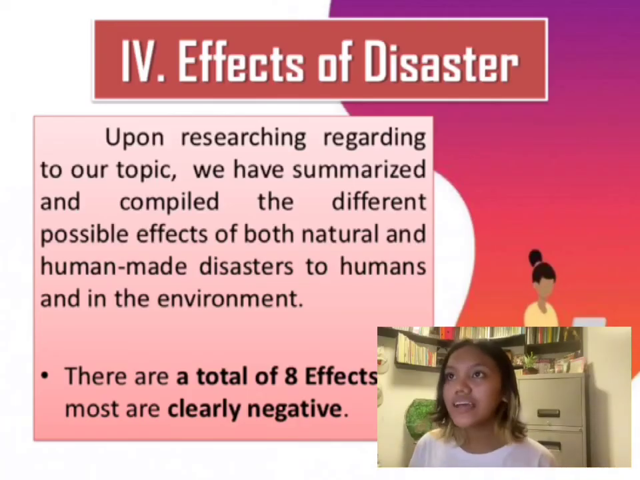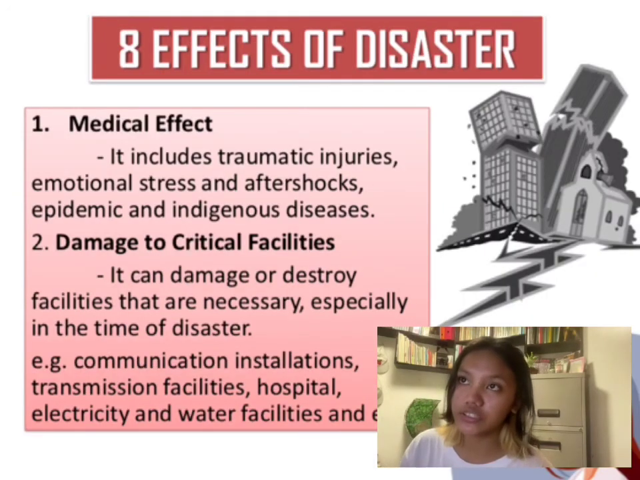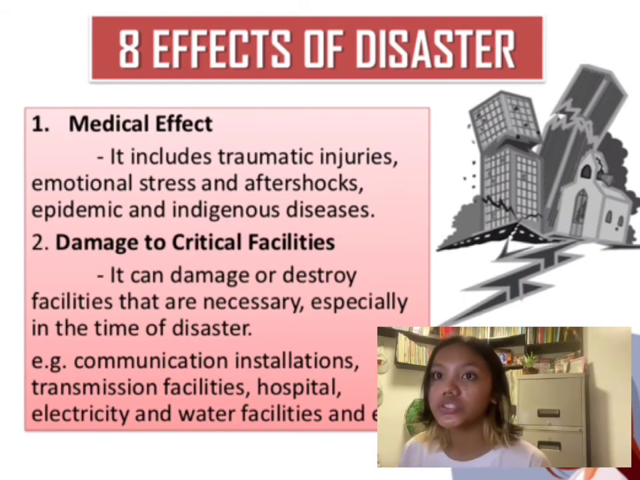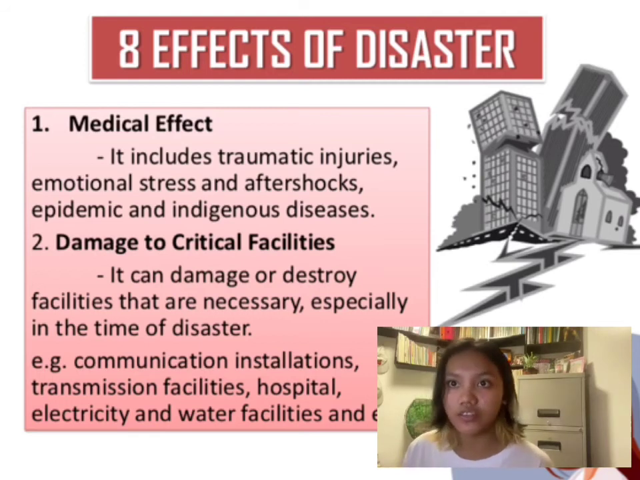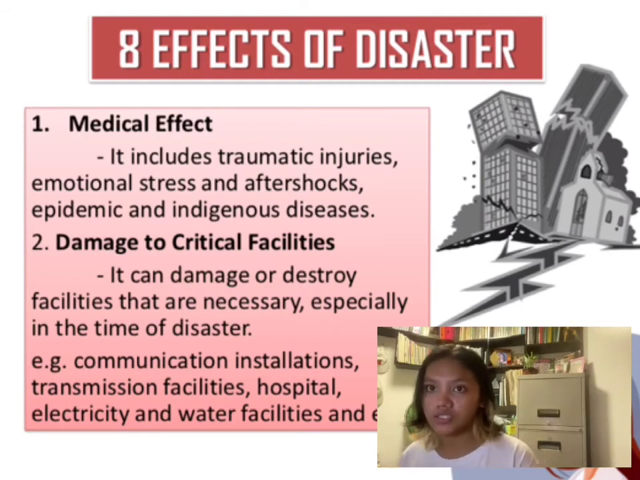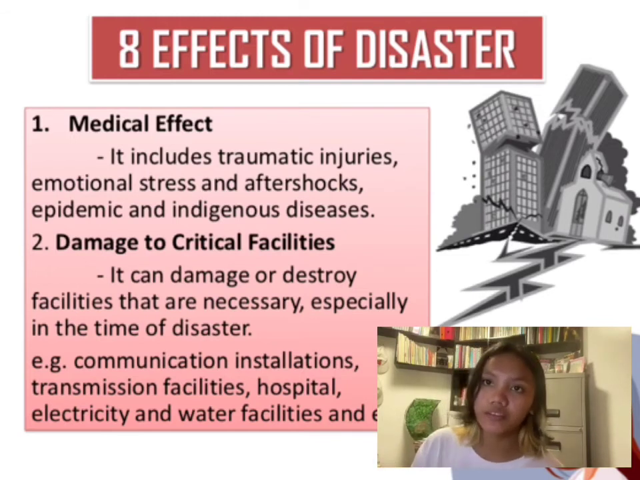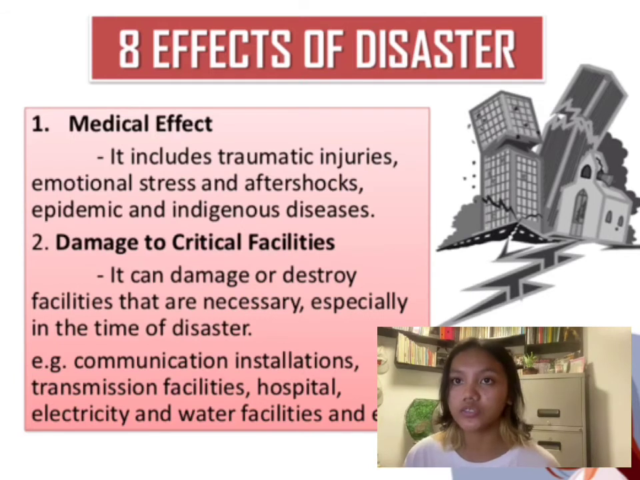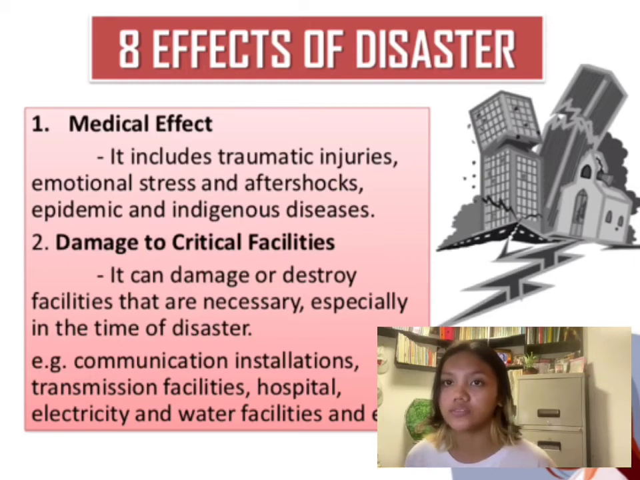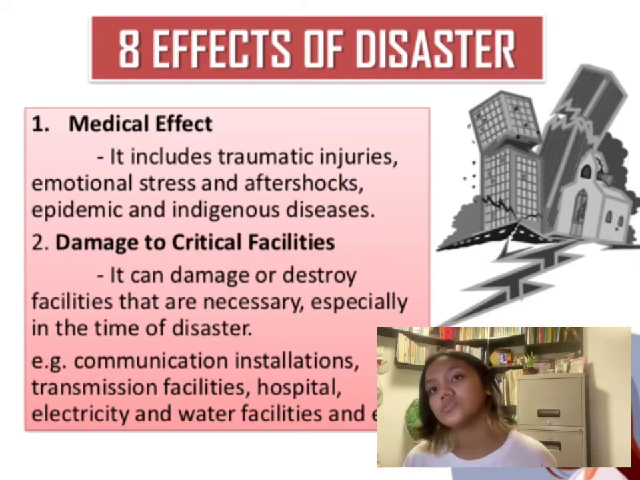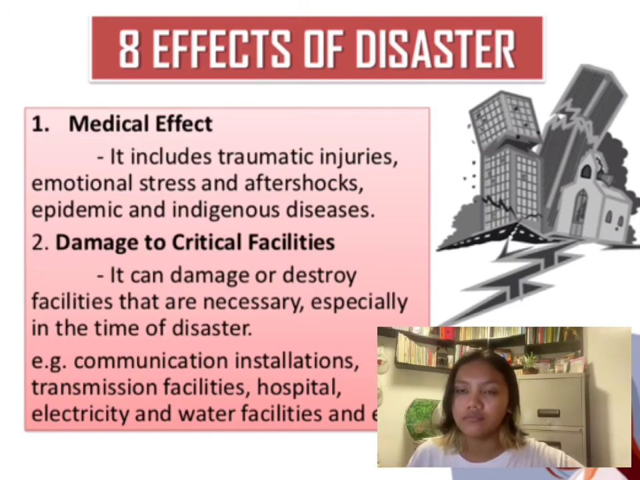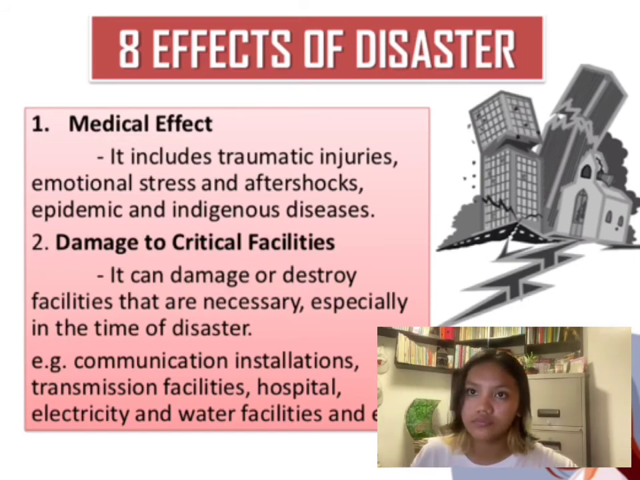So, the next slide is about 8 effects of disaster. So, the first one is the medical effect, which includes traumatic injuries, emotional stress and aftershocks, epidemic and indigenous diseases, which make the aftermath of a disaster worse as it is. So the best example of it is what we have experienced last November and December.